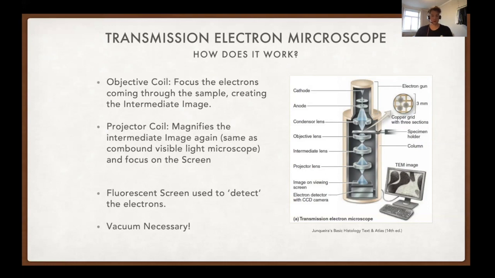So, very important, vacuum is necessary in the whole column, since electrons are very light particles, and they would just scatter on all the molecules inside the air.